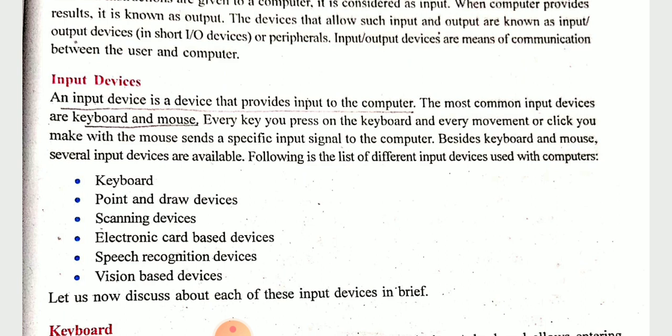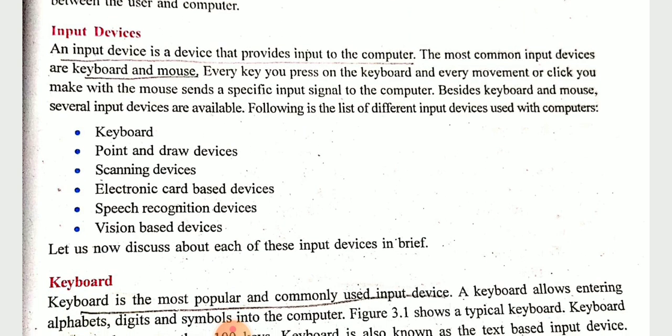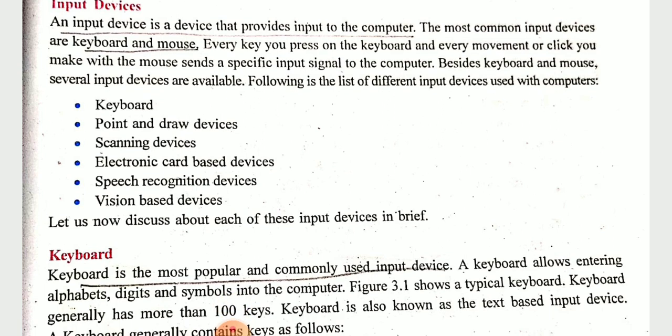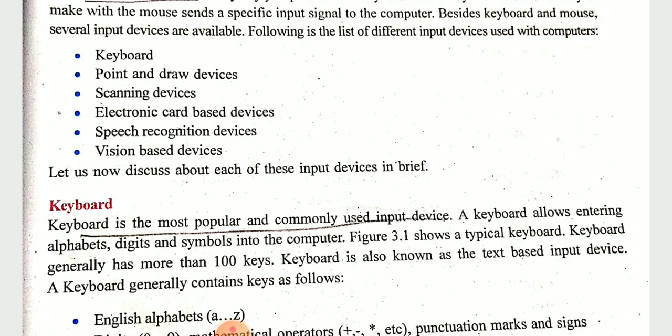Besides keyboard and mouse, several input devices are available. Following is the list of different input devices: keyboard, point and draw devices, scanning devices, electronic card based devices, speech recognition devices, vision based devices. They all are input devices. So look at the first device, keyboard.